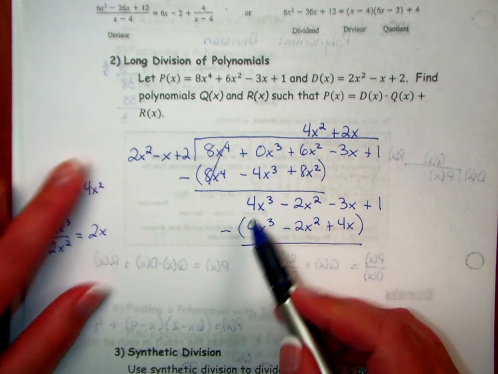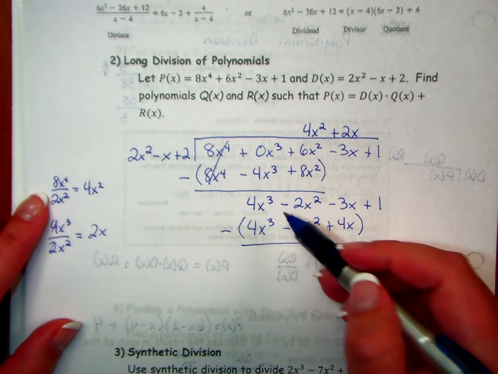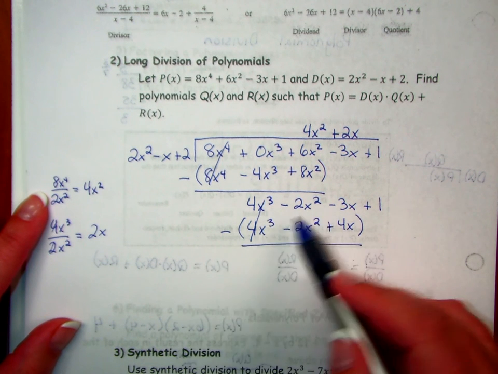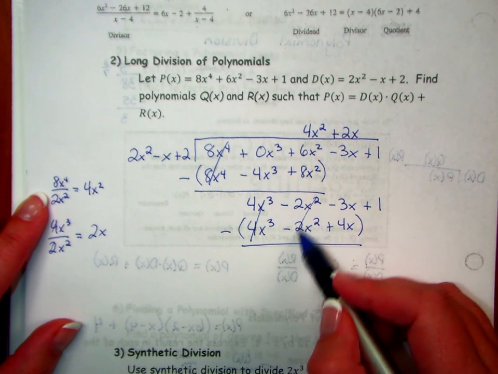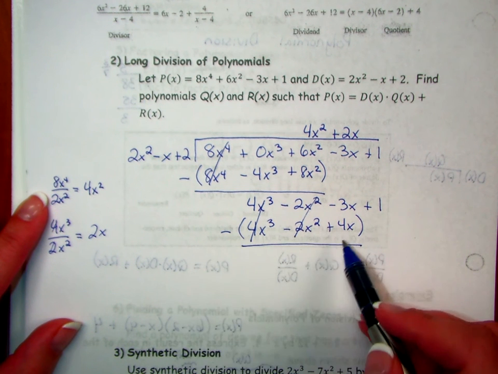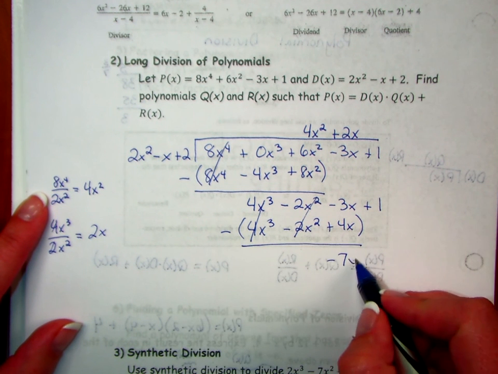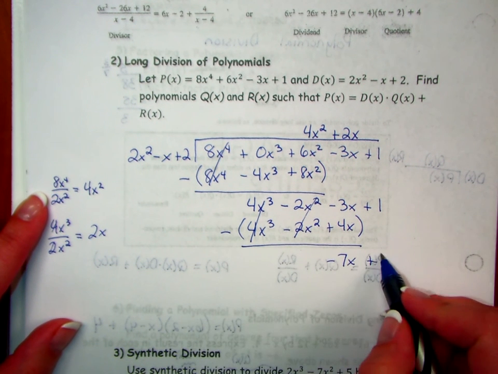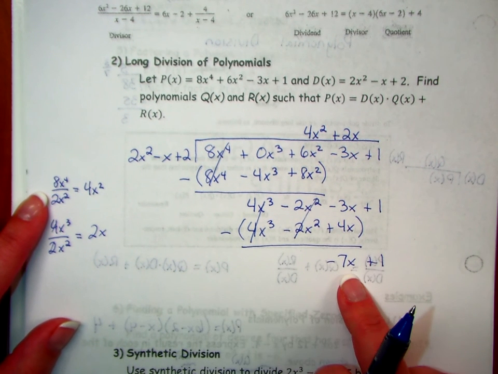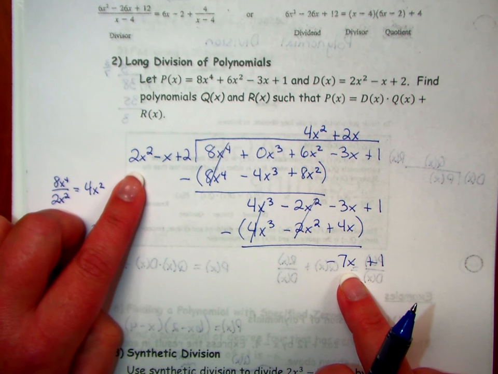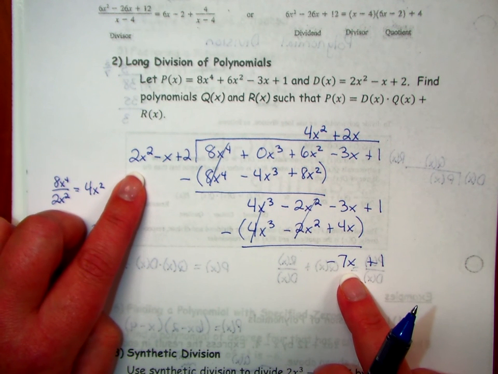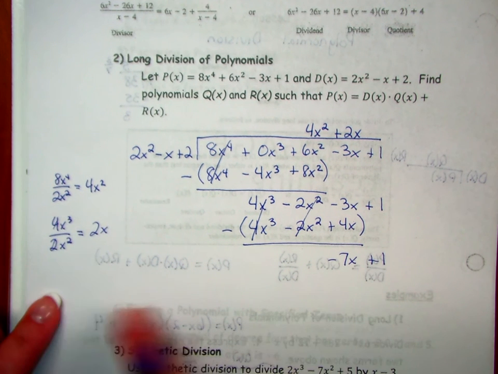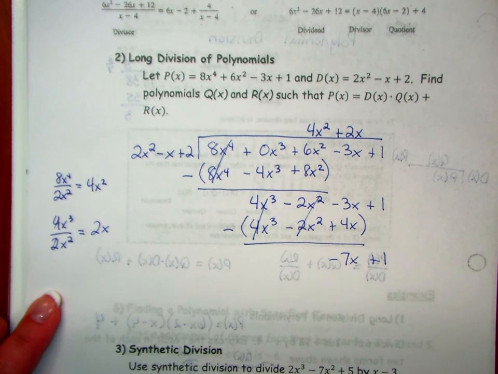All right. 4x cubed minus 4x cubed cancels. Negative 2x squared plus 2x squared cancels. Negative 3x minus 4x is negative 7x. And then I'm going to bring the plus 1 down. Now, negative 7x is 1 degree less than 2x squared. This is the remainder, because I can't do the division and get a whole number result here.